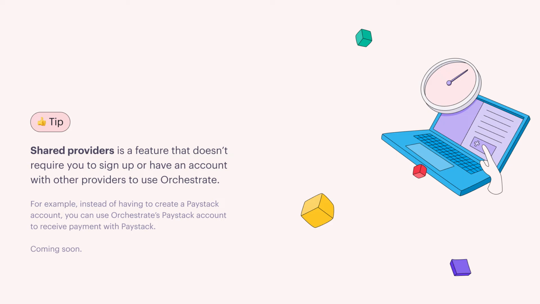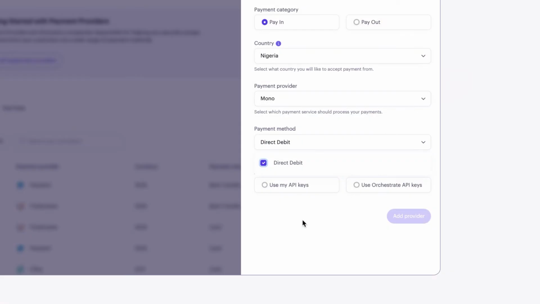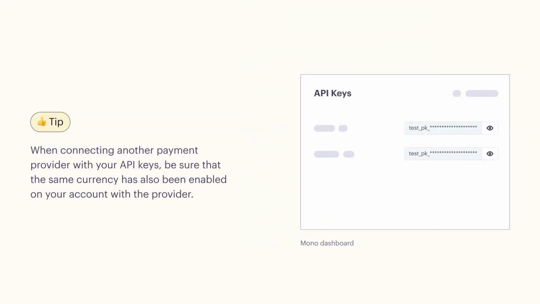Now, if you don't want to go through that whole process, you can decide to use Orchestrate's Shared API, or Shared Provider rather, to accept payments, and that way you just click this button which says Use Orchestrate's API keys. We'll create a dedicated video explaining what shared providers mean and how it works, but for the purpose of this demo, I'll be using my own API keys because I have an account with Mono. Now I'll go to Mono and grab my API keys from my Mono dashboard and put it here.